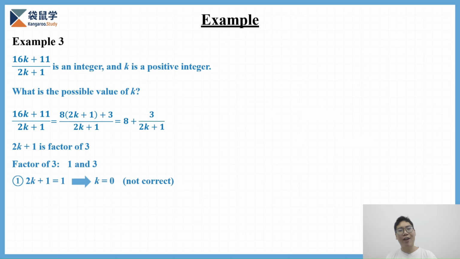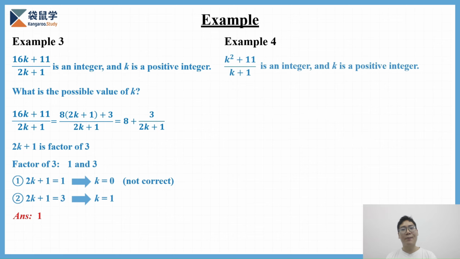So in this case, we have to reject this option. Let's look at our second option. Now we have 2k plus 1 equals 3. What will be the value of k in this case? Yes, it is 1. So is 1 a positive integer? Yes, it is a positive integer. So in this case, the answer for this example is 1. So now let's move on to the fourth example.